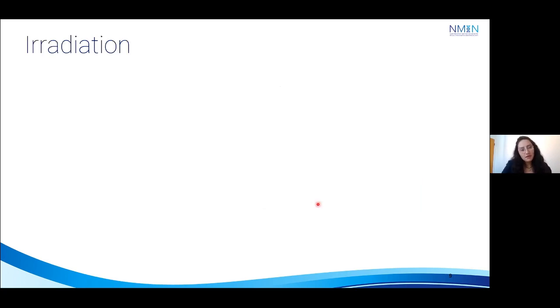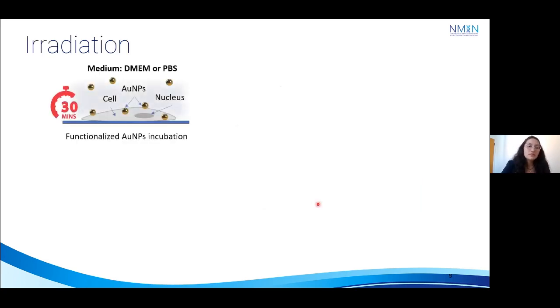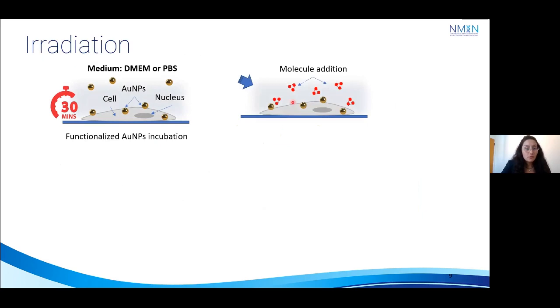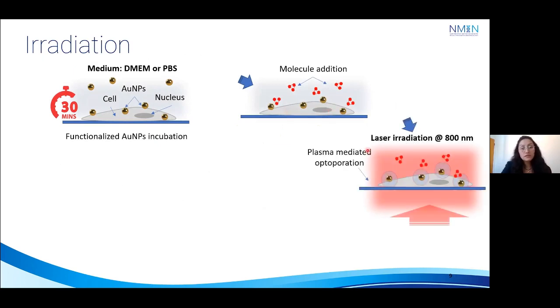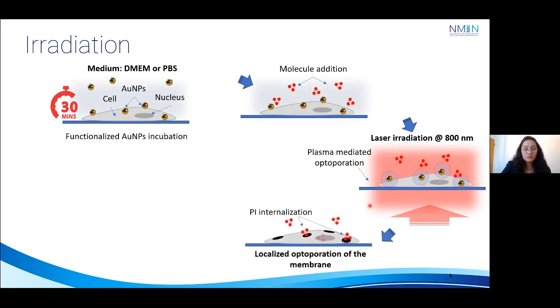So in terms of the irradiation, the first step is to incubate the nanoparticles on the cells, and then we add the molecule that we want to transfect or internalize. After that, we are ready to use the laser, so that means irradiating at 800 nanometers, and the nanoparticles are going to be absorbing the energy, so we will have an effect of plasma-mediated optoporation.